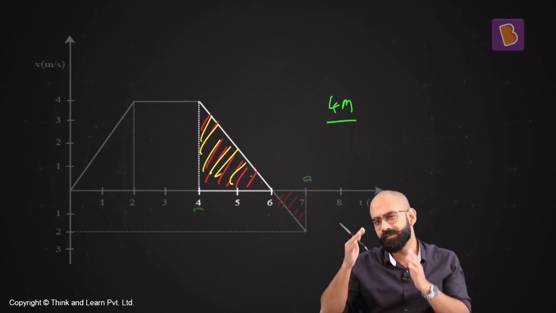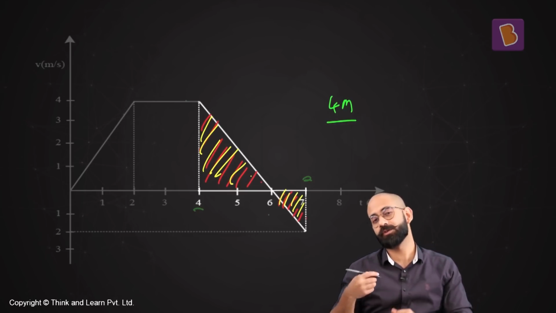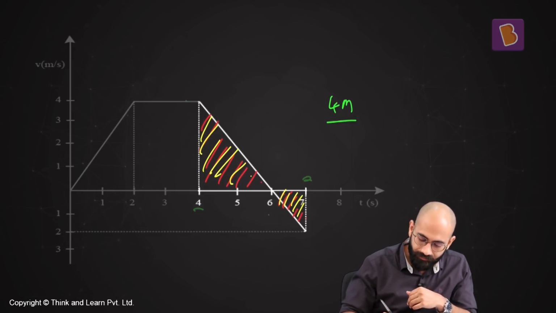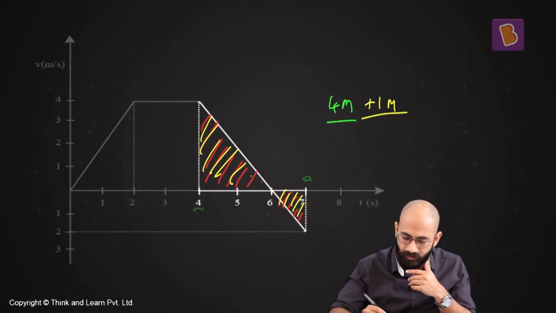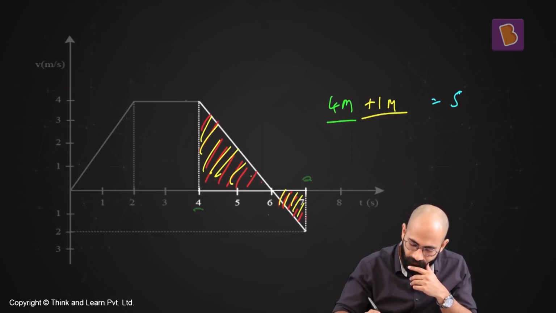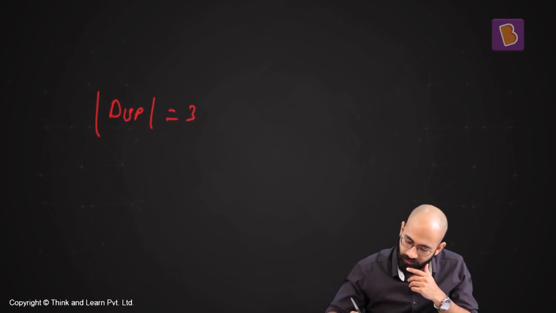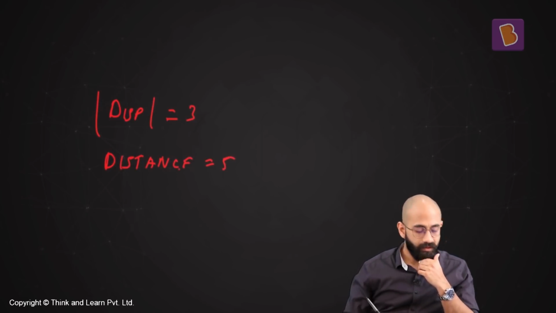And the distance covered from the 6th to the 7th is the magnitude of this area, because we're talking about distance right now, correct? So it won't be -1, but it'll be +1. So the net distance will be equal to 5 meters. Simple. Displacement magnitude is 3, distance is 5.